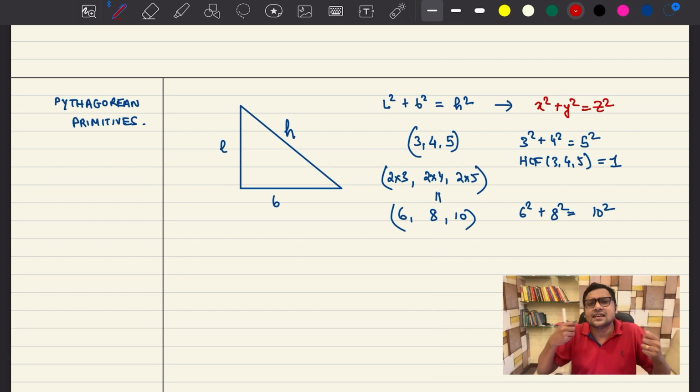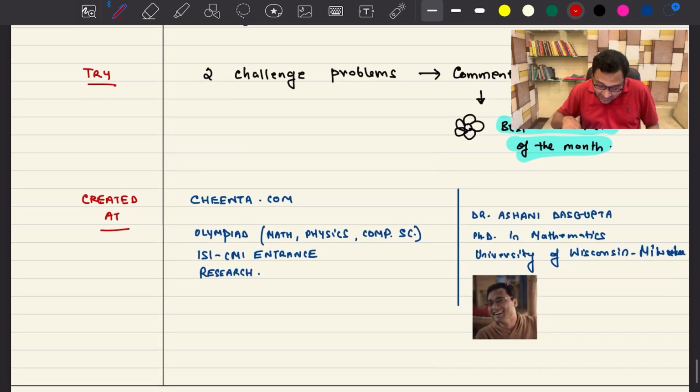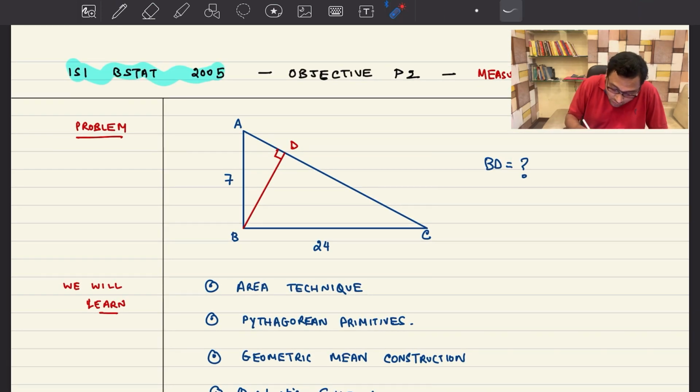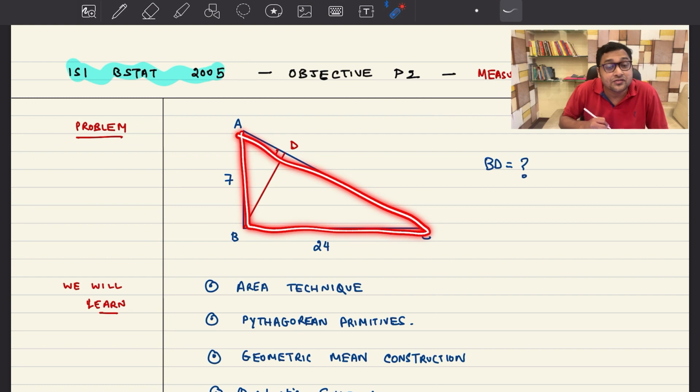Human beings have studied these sort of equations for quite a long time. Fermat's last theorem is actually related to this, so I will encourage you to go online and check more about Fermat's last theorem. The question that we have here is also related to a Pythagorean triple.